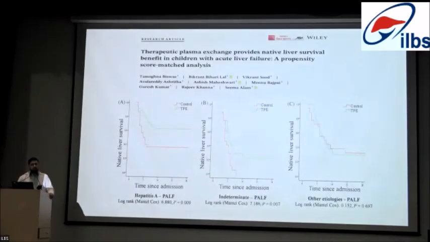But is it actually true? When you delve into this same paper, we see this survival benefit is mainly limited to hepatitis A patients. In the rest of the indeterminate etiology or other etiologies, the benefit is not shown. So in hepatitis A, the therapeutic plasma exchange has been shown to benefit the pediatric population.